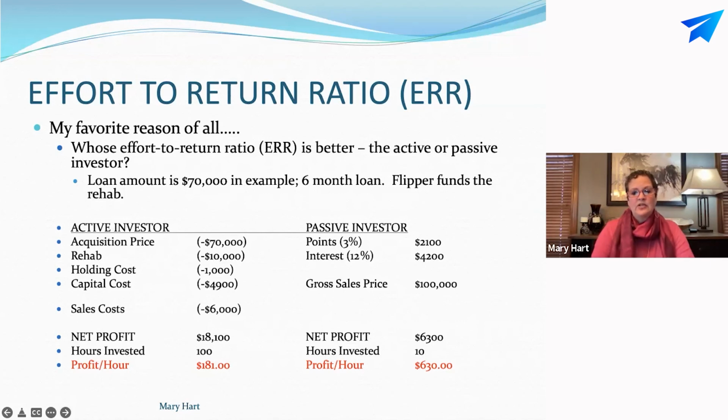Huge return. So that's my effort to return ratio. I'm getting a massive return for very little time spent on these private loans. It does take some time, but just not as much as the flippers.